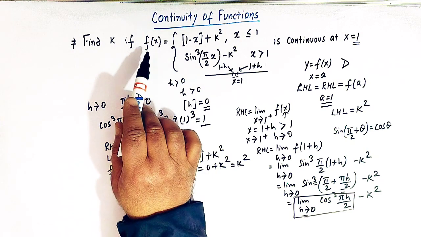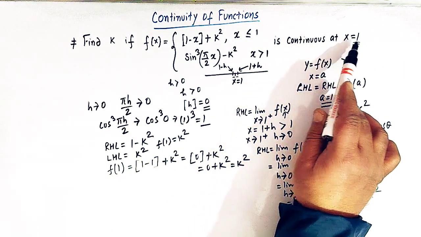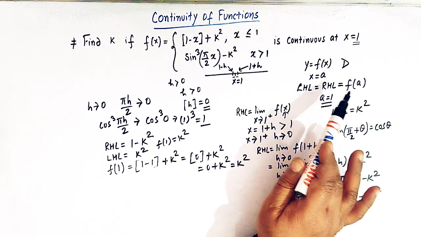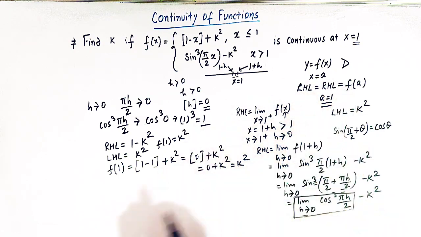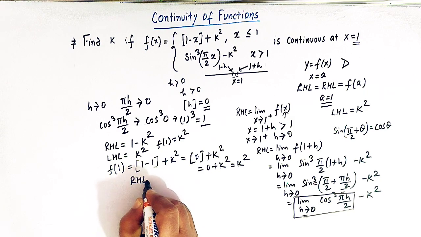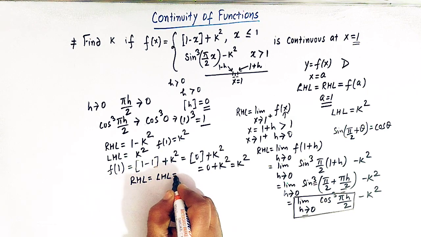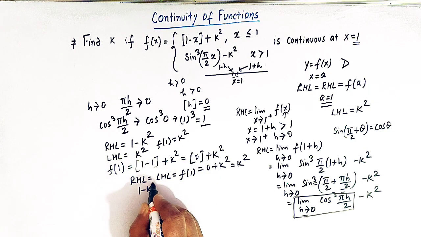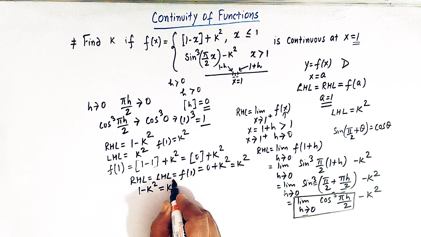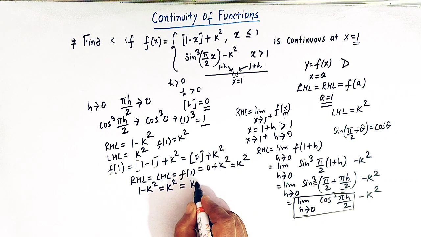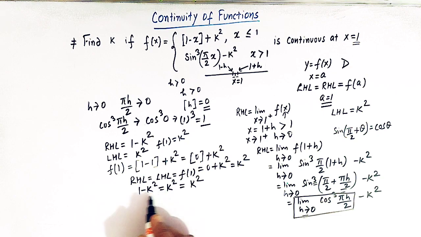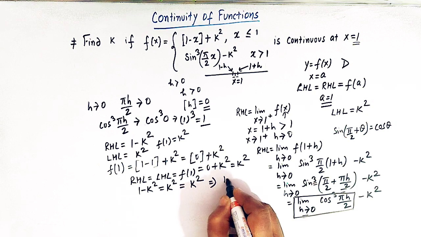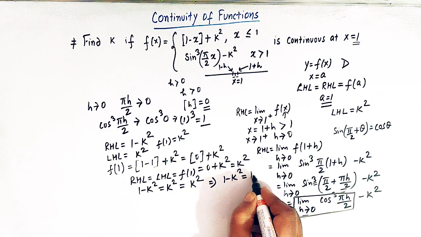Now since the function is given to be continuous at x is equal to 1, the left hand limit is equal to right hand limit, that is equal to f of 1, right? So we have RHL equal to LHL, that is equal to f of 1. So we can now have 1 minus k square is equal to k square is equal to k square, right? So now we have an equation here. So we can now write 1 minus k square is equal to k square.